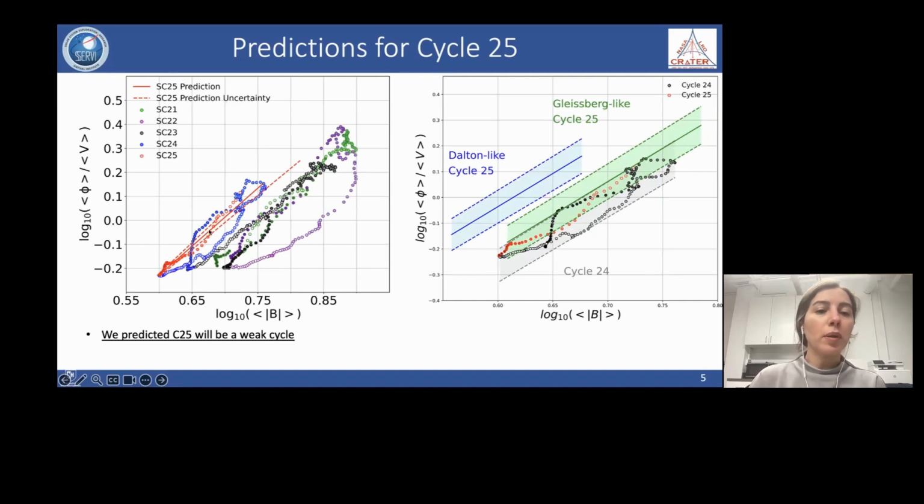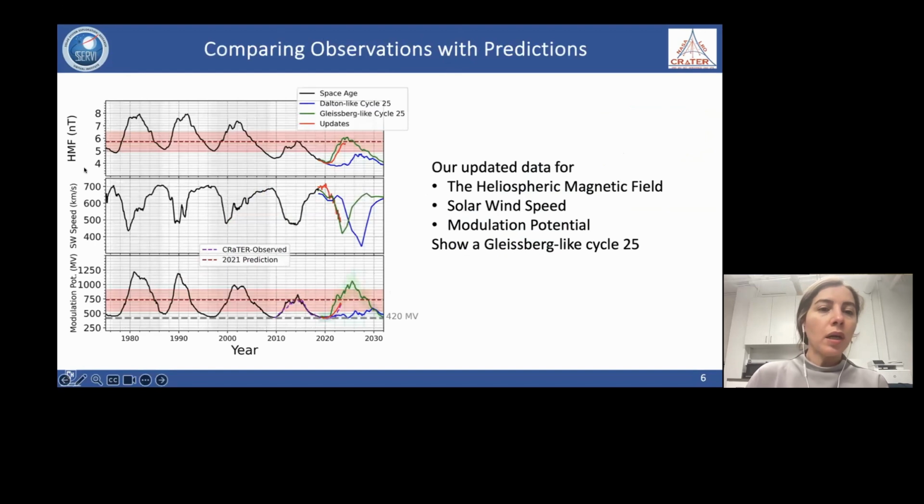And also in our 2022 paper, the red line and the dashed red lines show our prediction of how this correlation should be. And as you can see, the red data points closely follow that prediction. So here I have the heliospheric magnetic field, these are the model values in black, the solar wind speed, and the modulation potential parameter. So these are the three parameters that we use in those correlation diagrams.